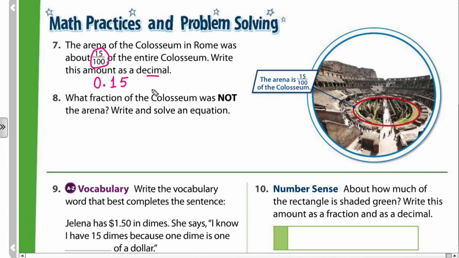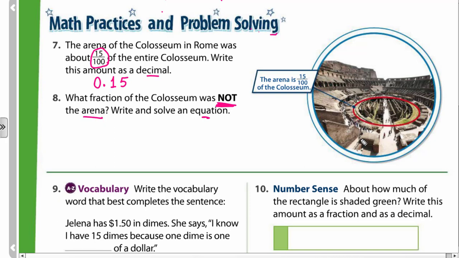Danielle, what fraction of the Colosseum was not the arena? Write and solve an equation. Okay. So, Danielle, I want to ask you the question here. If 15 hundredths of it is the arena, so what is the whole thing? All of it.